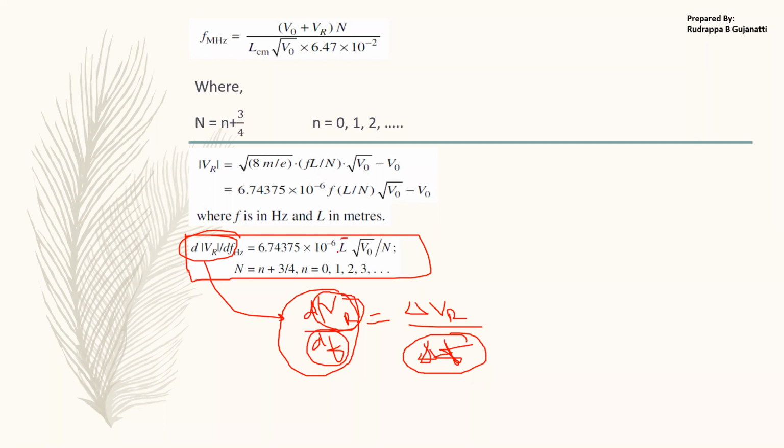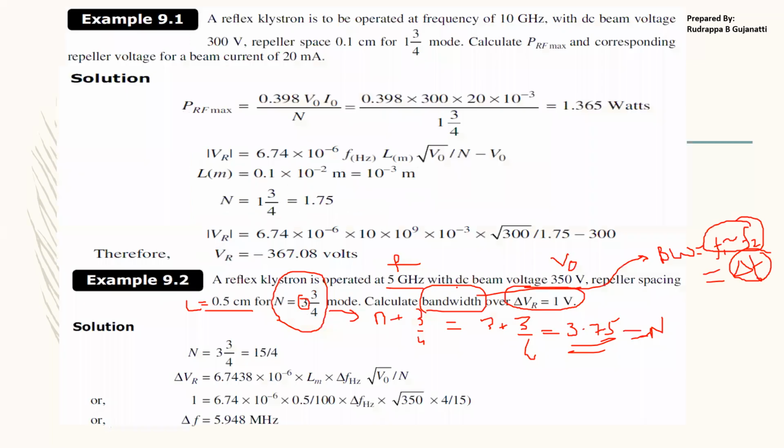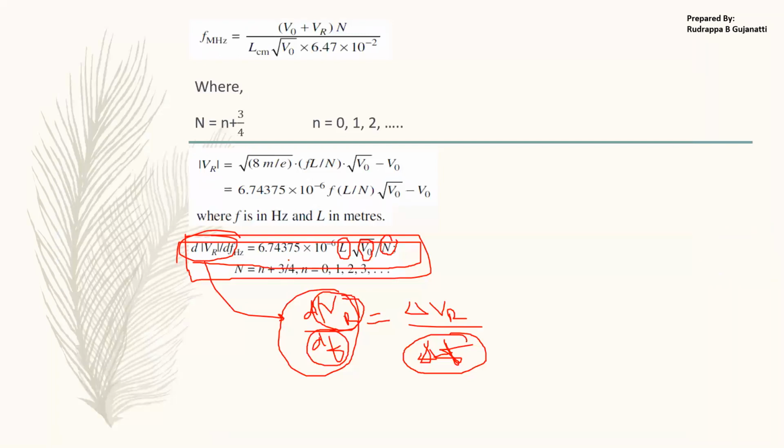If you see, the length of the repeller space is known, we know the value of the DC beam voltage, and we know the value of capital N. So you can utilize this equation directly and obtain delta VR by delta F. That is what they have done. This is given by 15 by 4, which is equated to 3.75. The length is in meters, and here nothing is specified, so it is considered in meters.